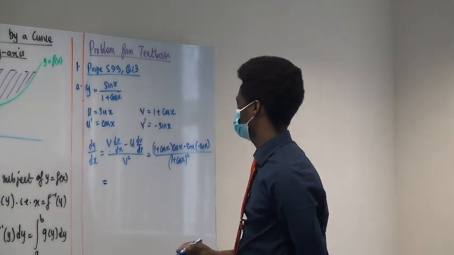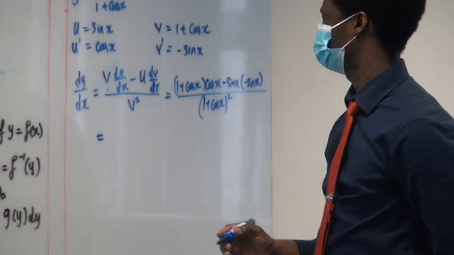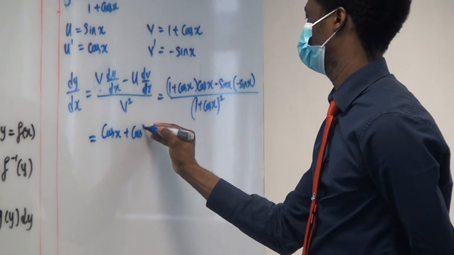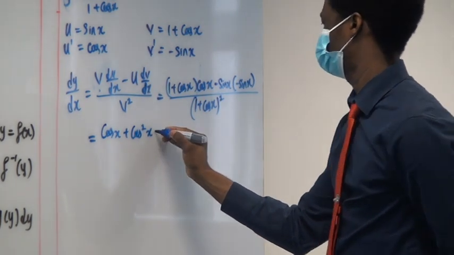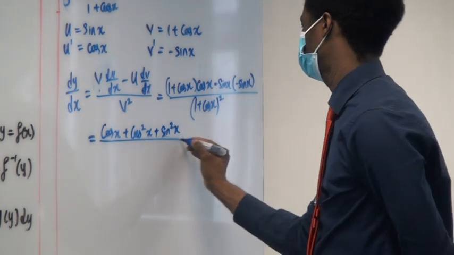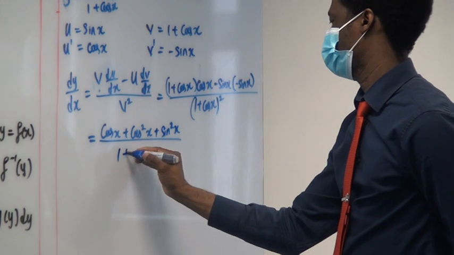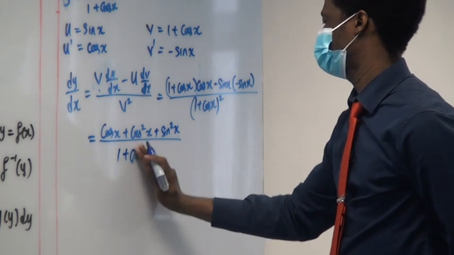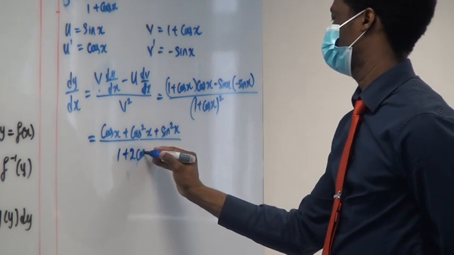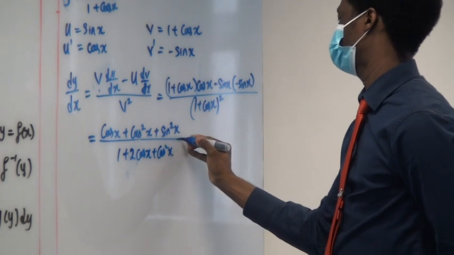So this is what? Cos x plus cos squared x plus sin squared x, plus 2 cos x plus cos squared x. So we'll agree with that.